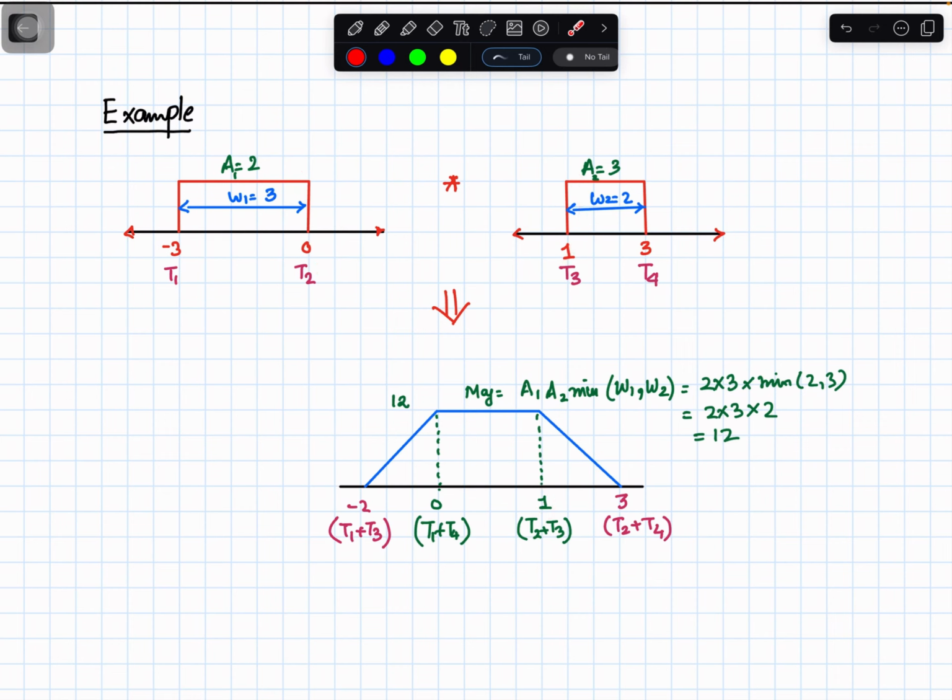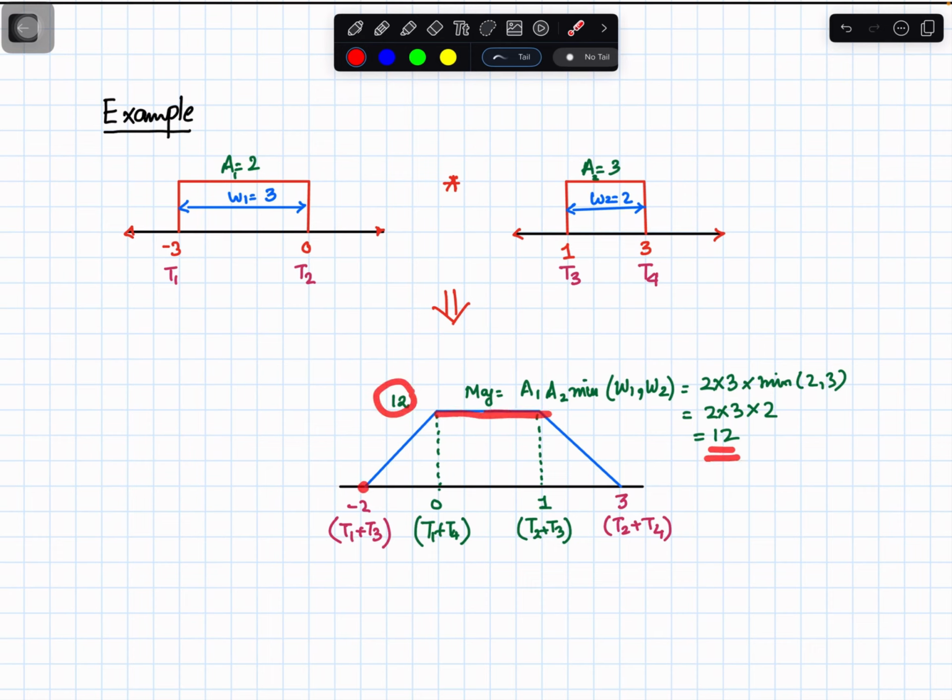Okay, now the last parameter is to find out the magnitude. So how to find out the magnitude? As we have seen in the last slide, it is equal to the product of the magnitudes of the individual rectangular pulses into the minimum of the width. So one width is 3 and the other width is 2, so the minimum is 2. So the minimum of 2 and 3 is 2, and the magnitude of the first is 2 and the magnitude of the second is 3. So if you take this, the product is 12, so its magnitude will be 12.